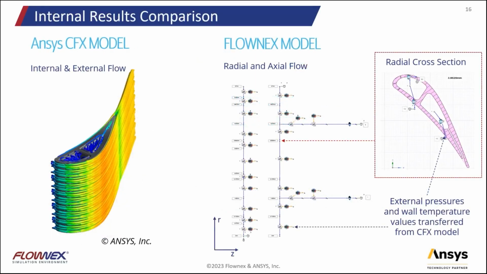On the next slide here, you can see a comparison of the two models. On the left-hand side, we have the Ansys CFX model. This is the fully resolved model, modeling both internal and external flow. And on the right-hand side, we have the Flownex model. The model shows a visual representation of what is being solved in Flownex. In the center, we see these channel components, which represent the flow in the radial direction inside of the cooling channels. And then we see these heat transfer components connected to those channels to capture the heat transfer between the air and the walls of those channels.